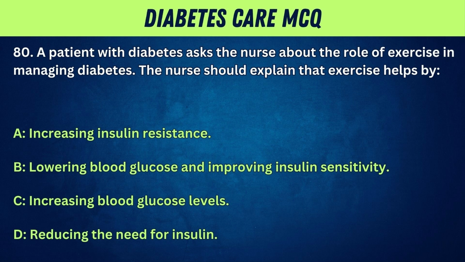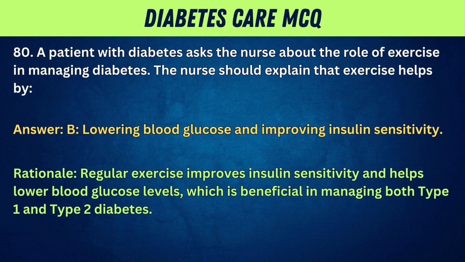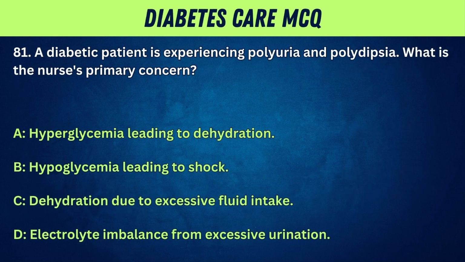lowering blood glucose and improving insulin sensitivity. C. Increasing blood glucose levels. D. Reducing the need for insulin. Answer. B. Lowering blood glucose and improving insulin sensitivity. Rationale: regular exercise improves insulin sensitivity and helps lower blood glucose levels, which is beneficial in managing both type 1 and type 2 diabetes.